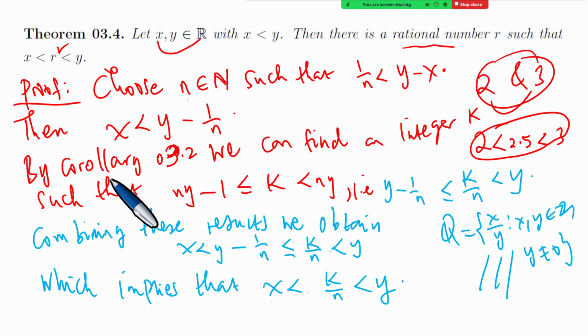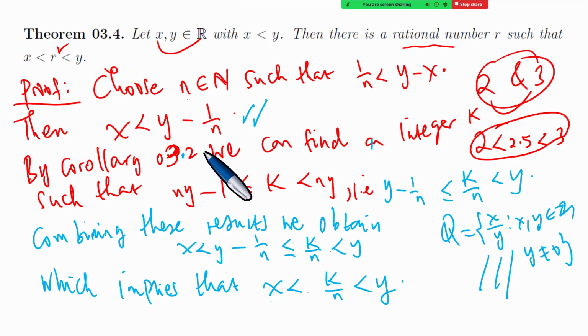Then, what does this mean? Then we perform algebraic manipulations. We can move the x to the left side and the 1 over n to the right, and this is what we get. By corollary 03.2, we can find an integer k such that we can sandwich it.